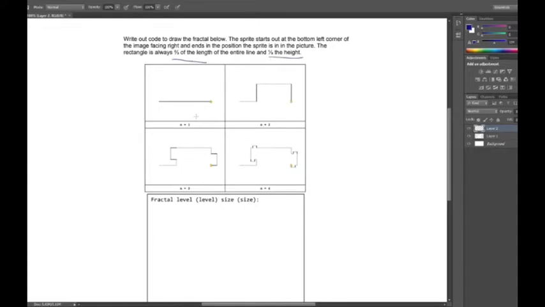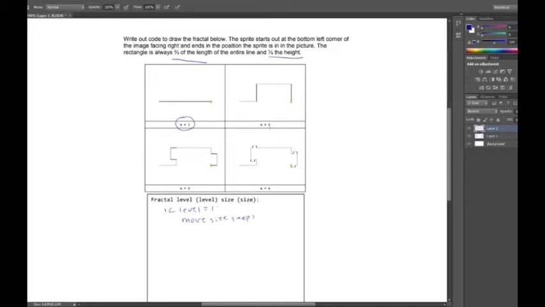Every recursive problem has a base case and a recursive case. So in this example, let's talk about our base case first. The simplest case would be when the level is equal to 1, so when n is equal to 1. For our base case, all that's happening is that your sprite is moving a certain amount of steps. So if level is equal to 1, move size steps. Okay, let's move on to the next case where level isn't equal to 1.